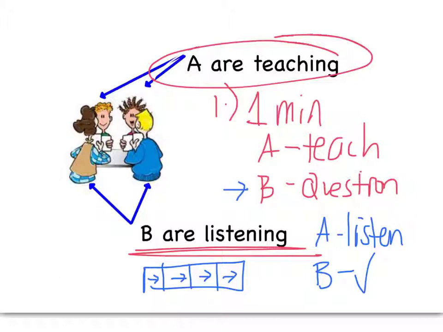Perfect. 1 minute has passed. B's, A's, ask any last minute questions. A's, make sure you really understand this question. Perfect. All voices off in 5, 4, 3, 2, and 1.